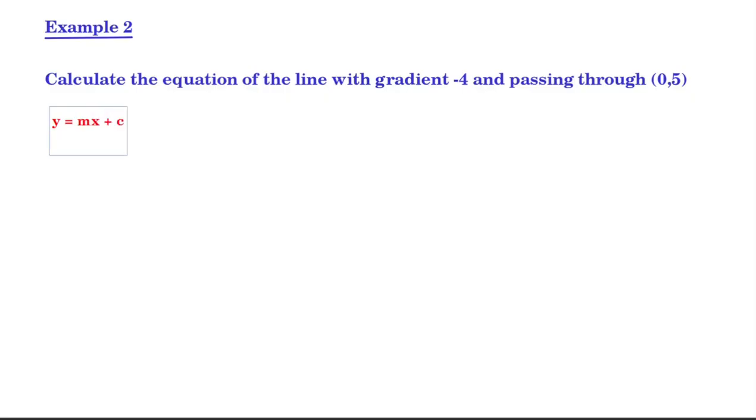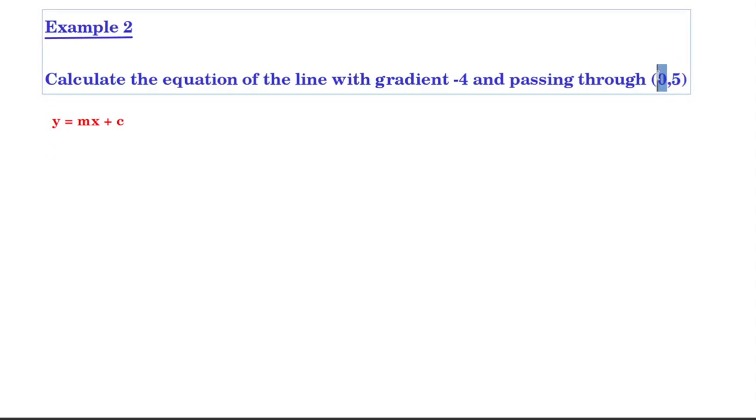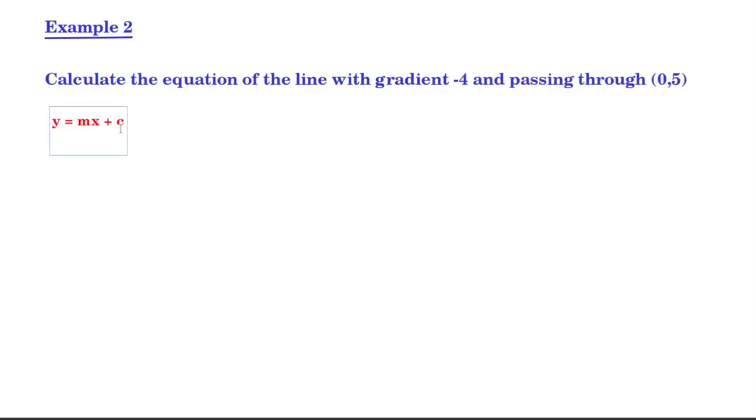Now let's go and substitute. The value of y is this one here, and then the value of x is this one there. The gradient is this one here, which is negative 4. Let's go ahead and substitute. Value of y is 5. This is equal to the gradient, negative 4, times your x. Your x is actually 0, and then plus c.